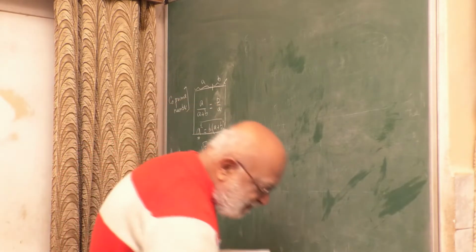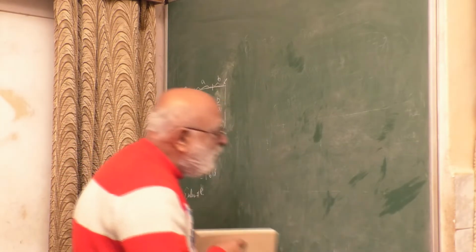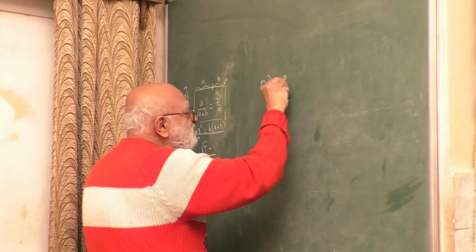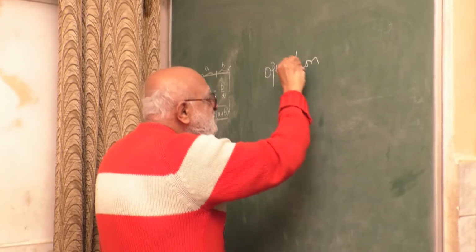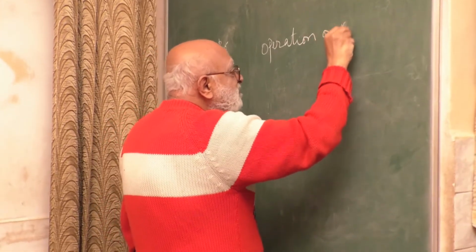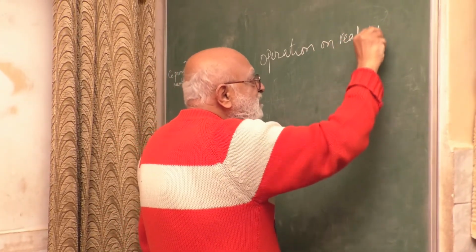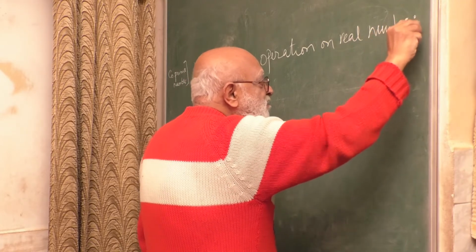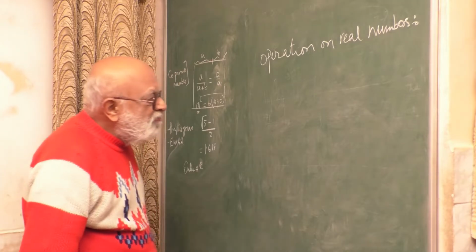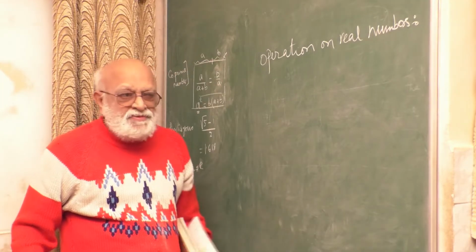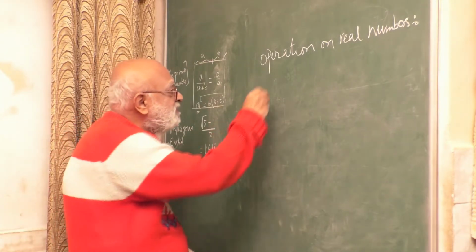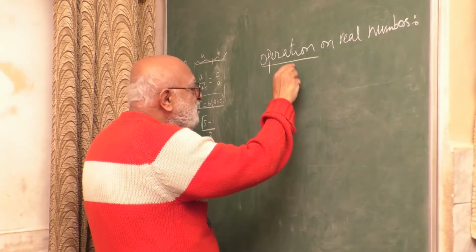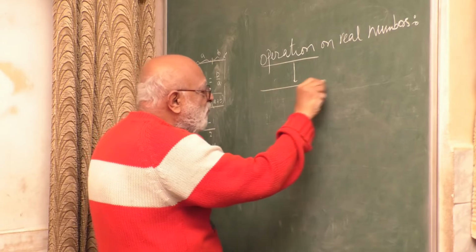Okay, now this is operation on real numbers. Here I will go through a little bit slowly. So operation on real numbers. You know how we are going to do this operation? What is first mathematical operations? What is this mathematical operations? You know the mathematical operations, there are four.